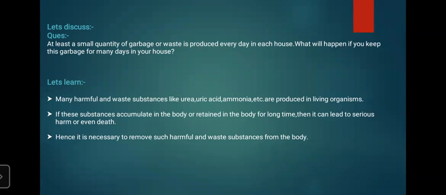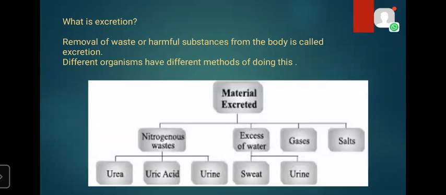Different organisms have different methods of doing this. Removal of waste or harmful substances from the body is called excretion. See the definition. You need to read and learn the definition of excretion. Removal of waste or harmful substances from the body is called excretion. Each and every organism has a different method.